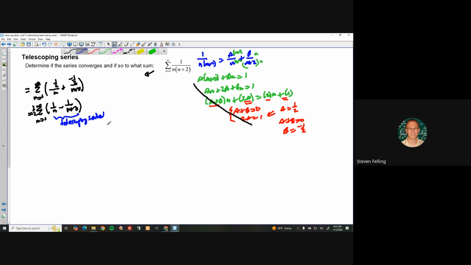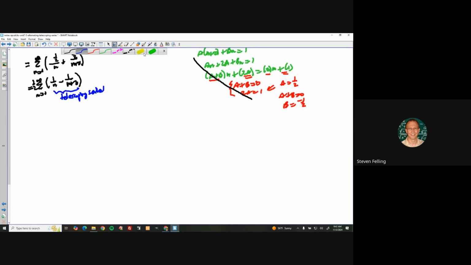All right, what we're going to do is write out the terms of this. So I've got a half times the entire thing. I'll just keep it on the side. So what's this first term? If n is 1, this is 1 over 1 minus 1 over 3. Right? That's the first term. The next term would be 1 over 2 minus 1 over 4, right? The next term would be 1 over 3 minus 1 over 5. And then 1 over 4 minus 1 over 6.